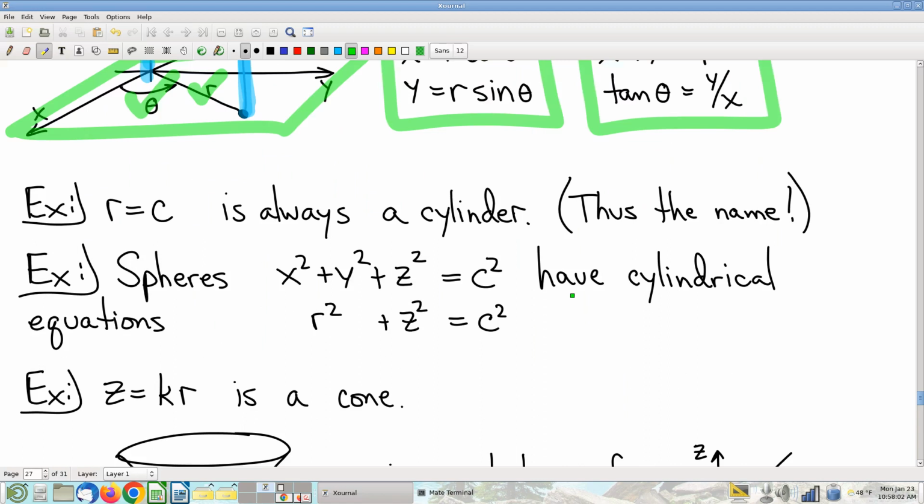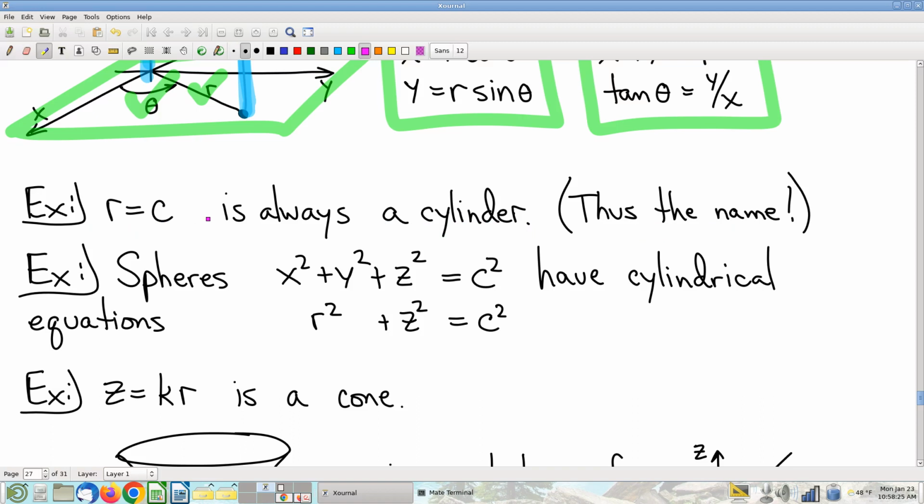A couple of quick examples. You can persuade yourselves. I'm going to leave this as an exercise, but if you just write down the equation r equals c, what this is saying is we're looking at all the points whose distance from the z-axis is a fixed constant c. And I think it's a pretty easy pitch that that's a cylinder. And by the way, which is the motivation for the name cylindrical coordinates.